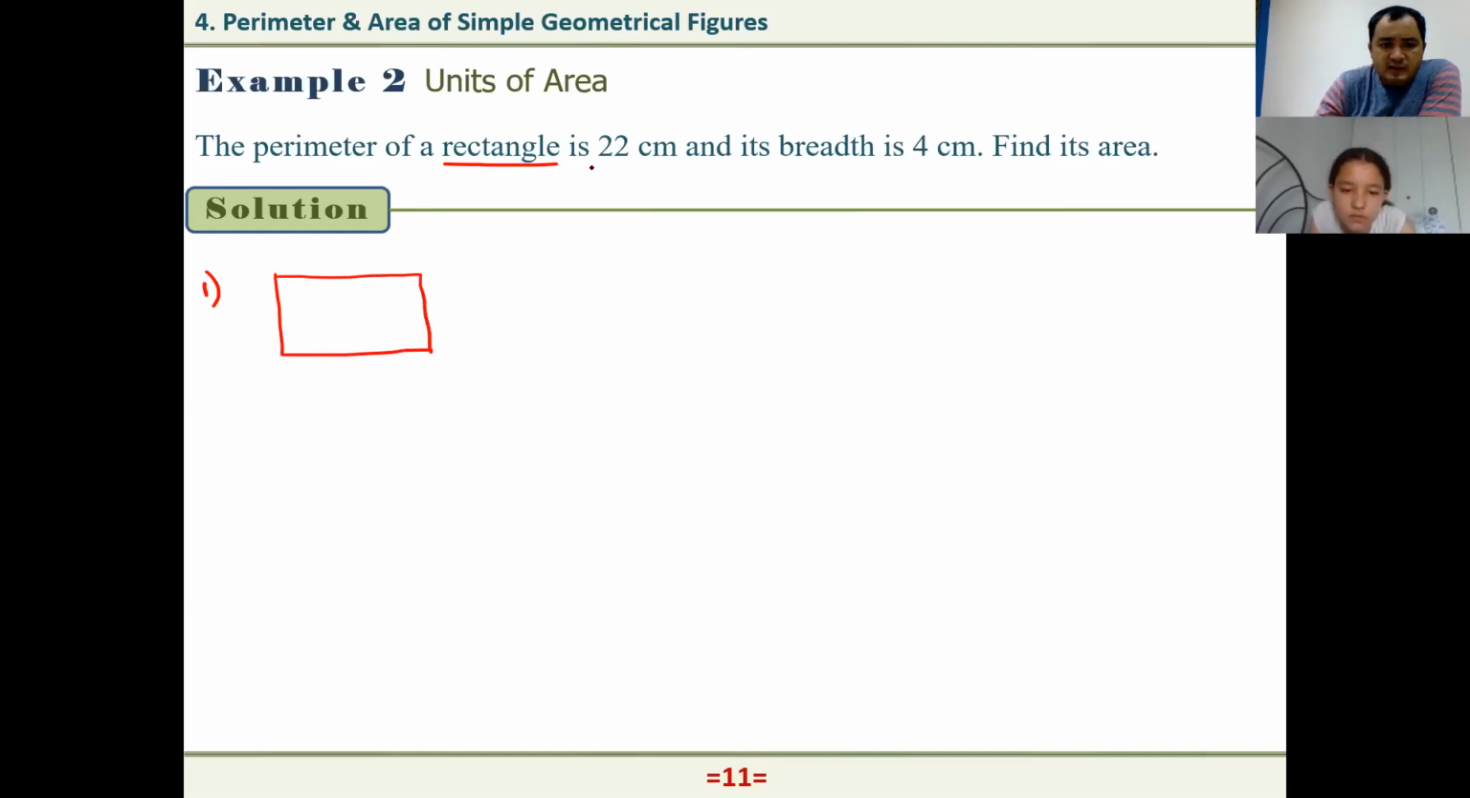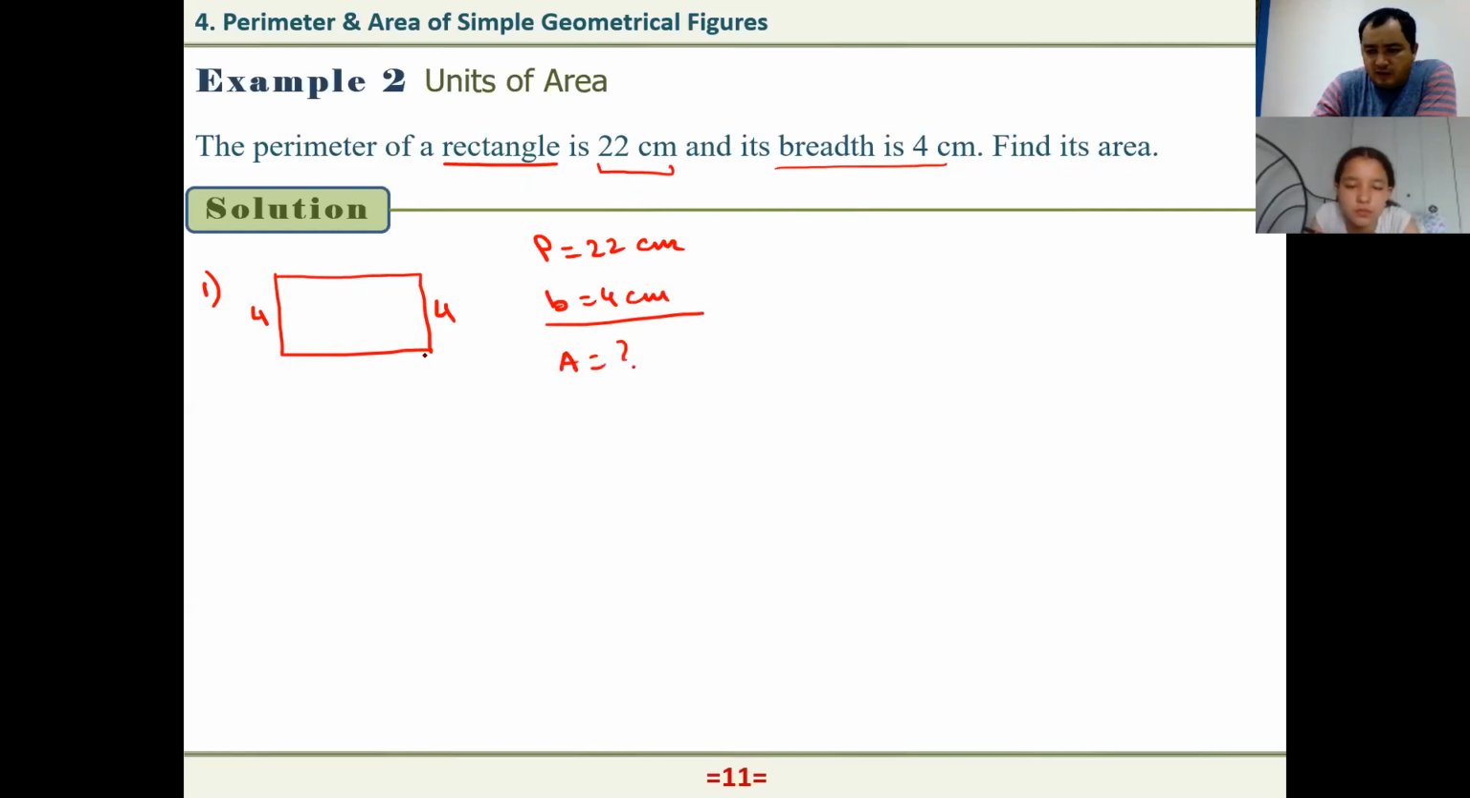And it says that the perimeter of a rectangle is 22 centimeters. What is given here? Perimeter is 22 centimeters. And its breadth is 4 centimeters. So I know its breadth. That is 4 centimeters. Find its area. We know that to find the area, right? Let's say breadth is equal to 4 centimeters.